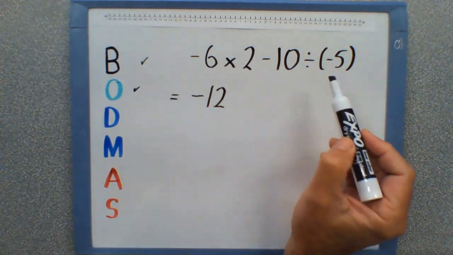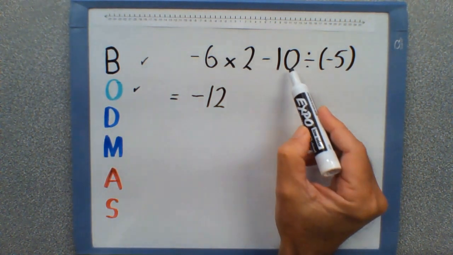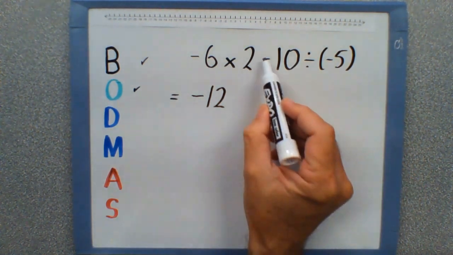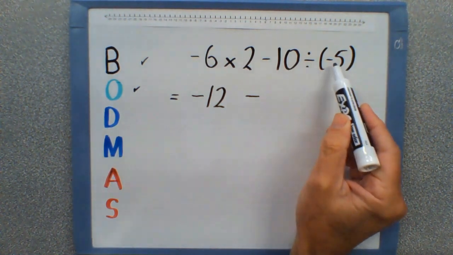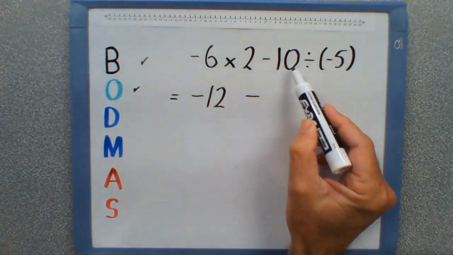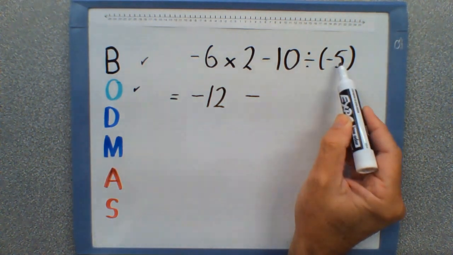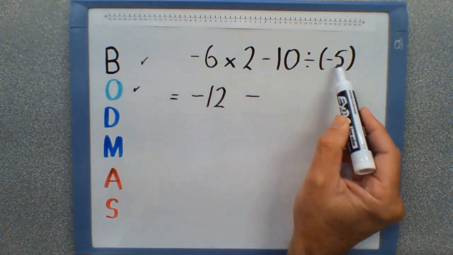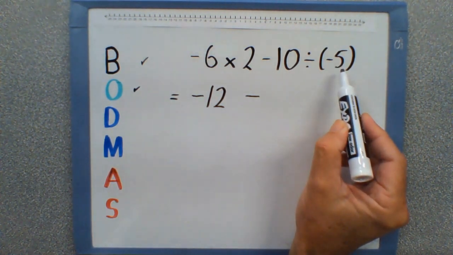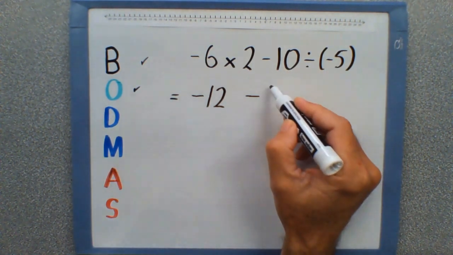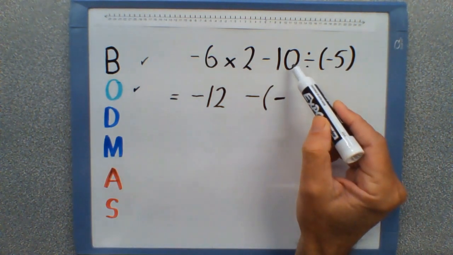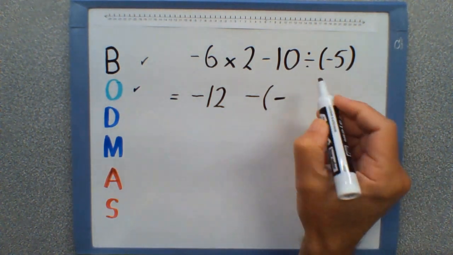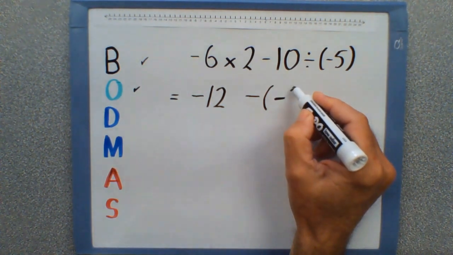Then I move to my next division. My next division appears to be 10 divided by -5. So I'll put this minus sign down and work out 10 divided by -5. Now 10 is a positive number and -5 is a negative number. So a positive divided by a negative gives me a negative because I've got opposite signs. So now I can do 10 divided by 5. 10 divided by 5 is 2.